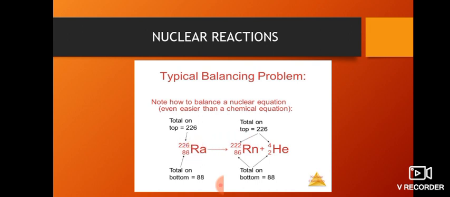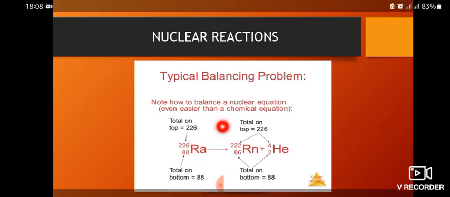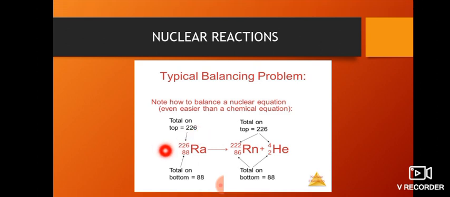If you look at this element on your screen, the mass number is 226 on your left. When you come to your right, you have two different species there. One has a mass number of 222 and one has a mass number of 4. When we add the two, we get the total, which is 226, and this means that the nuclear reaction is balanced in terms of mass number.